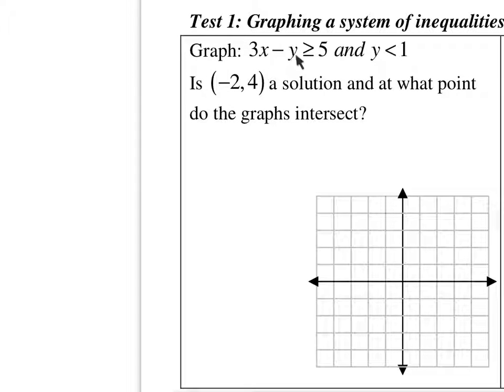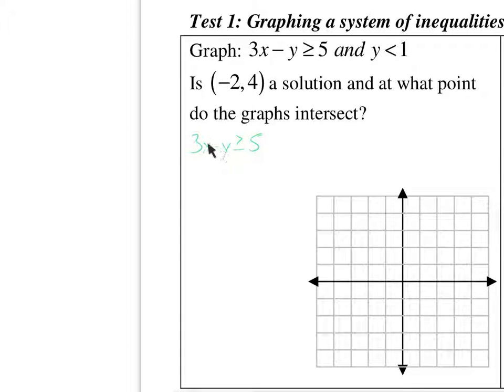All right, we are going to graph these two inequalities and then answer this part of the question. To graph this first inequality, you need to get y by itself. So let's first write it as 3x minus y is greater than or equal to 5. I want to get y by itself.